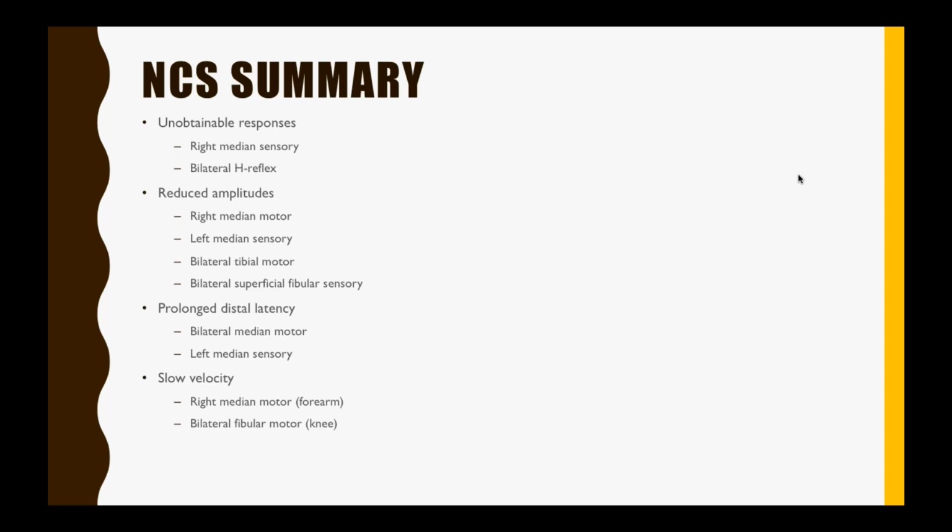So the summary of the nerve conduction studies was quite significant. We had a couple of unobtainable responses. We had reduced amplitudes of multiple nerves. We had prolonged distal latency of the median motor and left sensory. And we had slow velocity of the median nerve in the forearm, very borderline, and also borderline slow velocity of the fibular motor nerve across the knee.